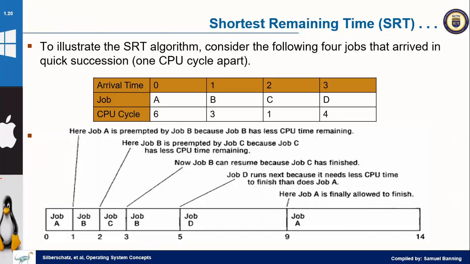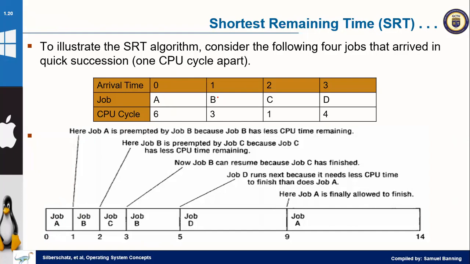Okay. Here, at time 0, job A was the only job in the ready queue. Therefore, we give job A to the CPU to execute. At time 1, job B arrives.